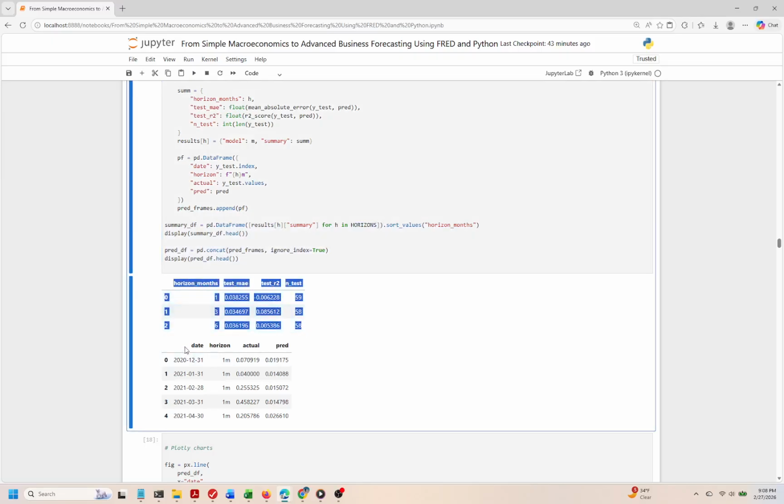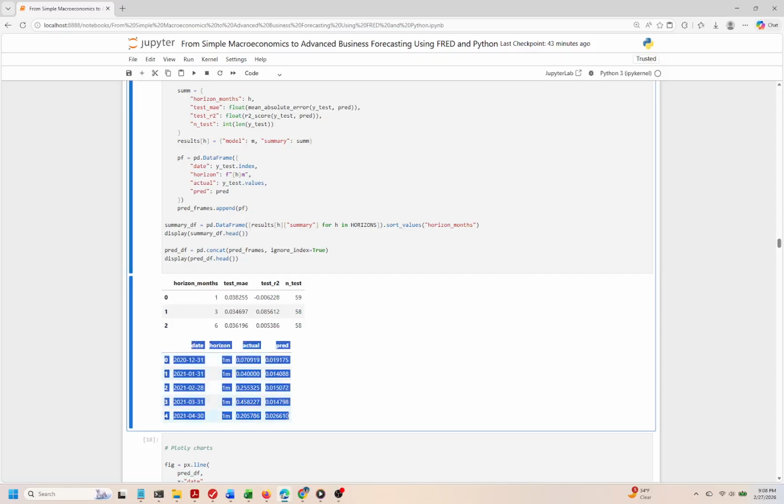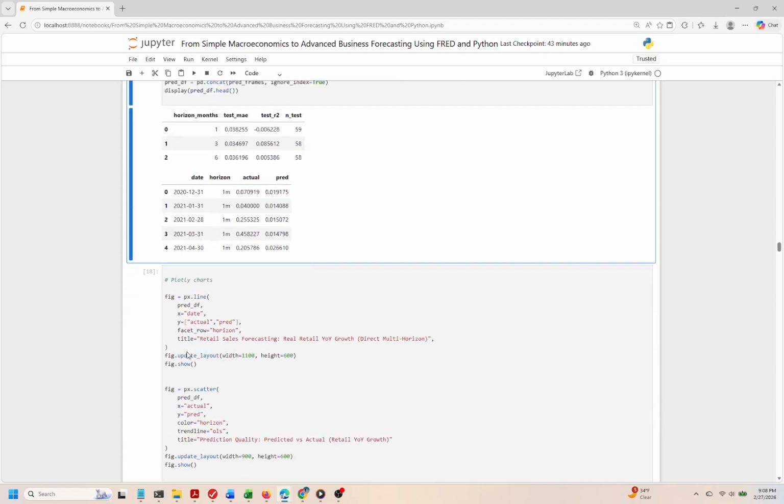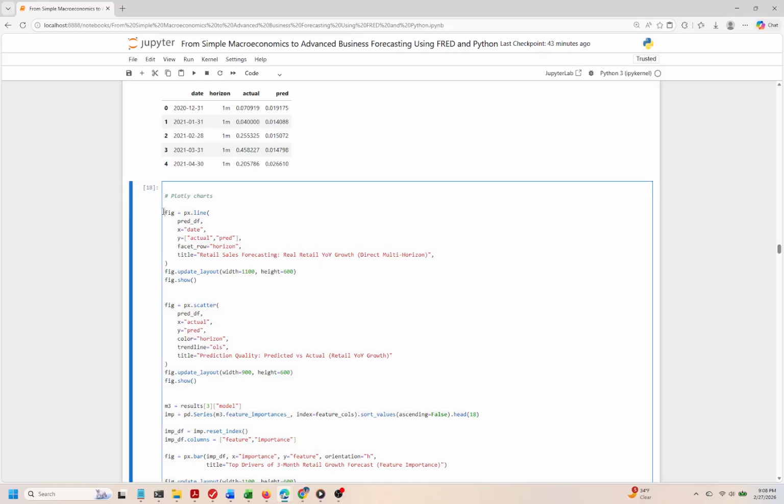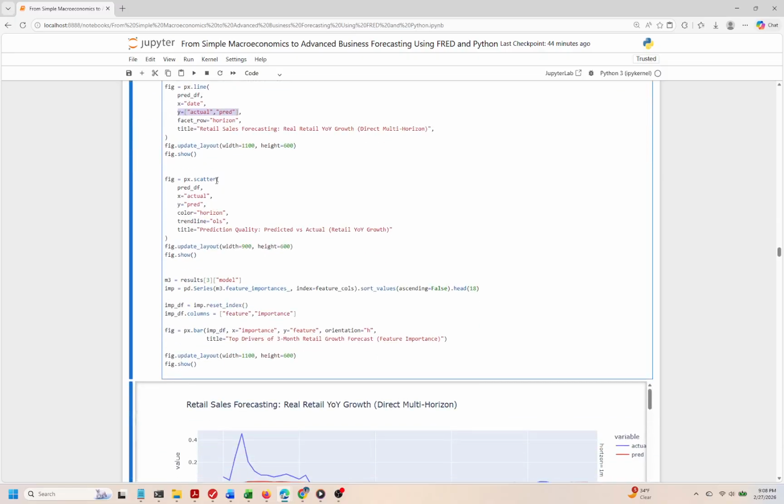Cell 13. In this cell, we're creating several visualizations using Plotly to interpret and analyze our retail sales forecasting results, which is crucial for gaining insights into our model's performance and the factors influencing predictions. The first plot is a line chart that allows us to observe the actual versus predicted retail sales growth over time, separated by different forecasting horizons. This not only presents the trends, but also highlights how the predictions stack up against reality, making it easier to identify patterns. Next, the scatter plot provides another layer of analysis by comparing actual versus predicted values directly.